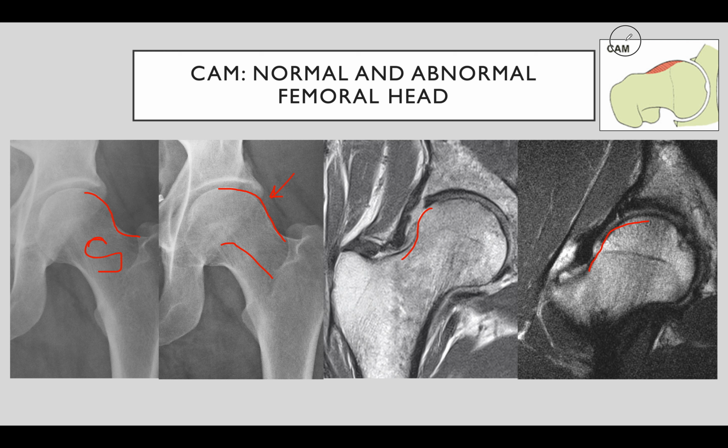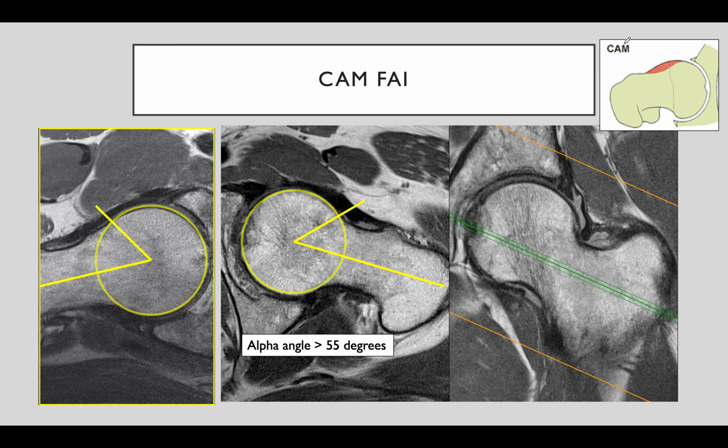So this again is cam-type femoroacetabular impingement. Another way that we look for cam-type femoroacetabular impingement is we look at a line that runs along the axis of the femoral head-neck junction. We get an image like this on the axial plane or an oblique axial plane.